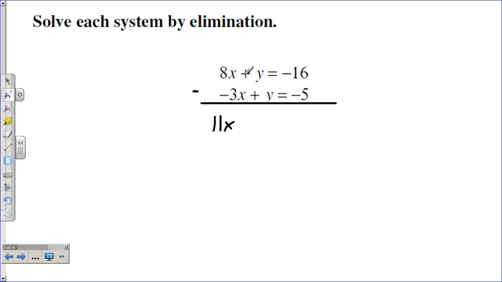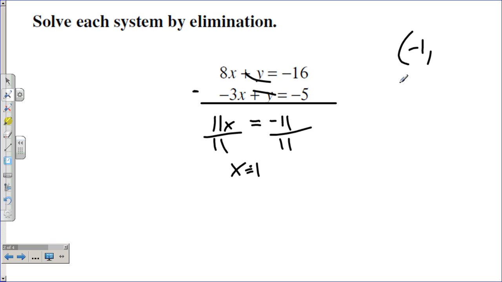Alright, y minus y cancels. That equals this. Same thing. Negative 16 minus negative 5 is like saying plus 5. That would be negative 11. Divided by 11, and x would equal negative 1. So x is negative 1.